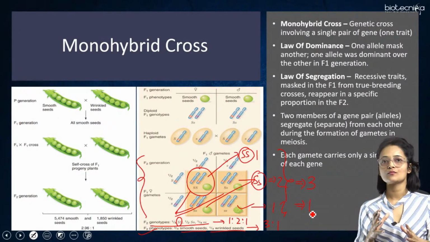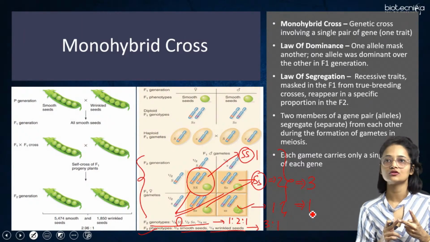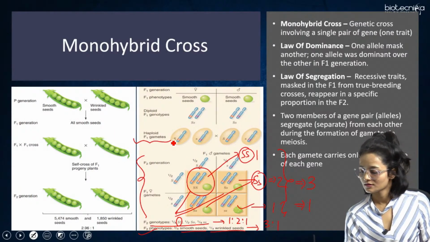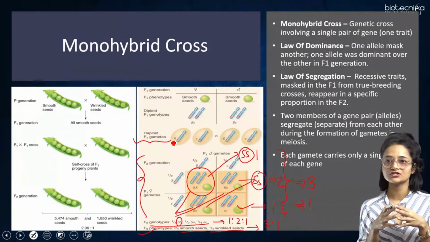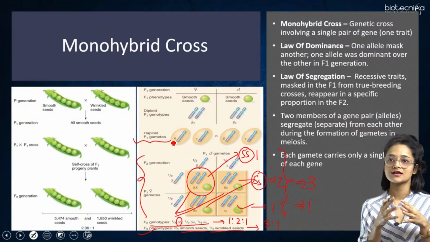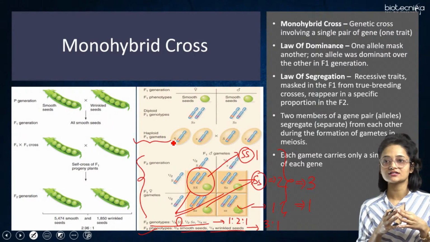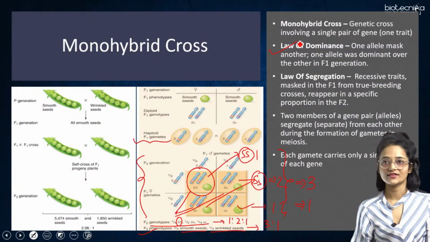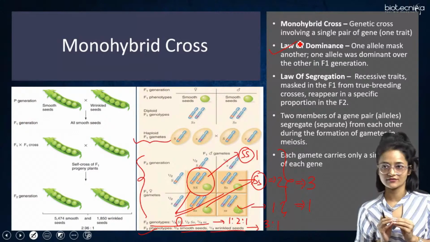So in monohybrid cross for Mendel, 2 laws are majorly applicable. First is the law of dominance, which you can see when the two pure-breed parents were crossed with each other, and in F1 generation you found the heterozygous genotype being formed. So there, the dominant allele suppressed the expression of the recessive allele. So the law of dominance played a role over there. The law of dominance says that one allele masked another, one allele was dominant over the other in the F1 generation that we found out, right?